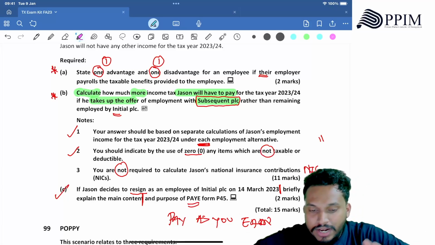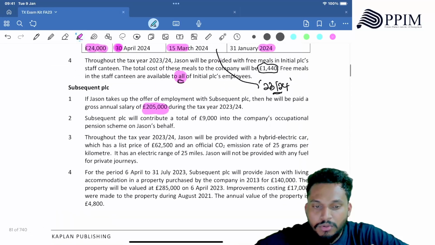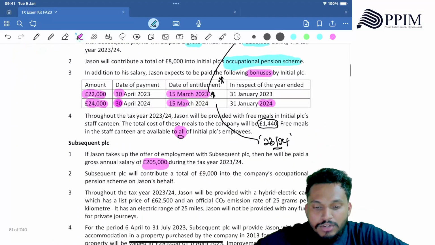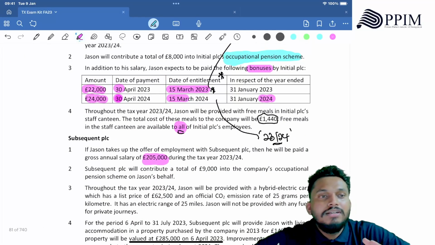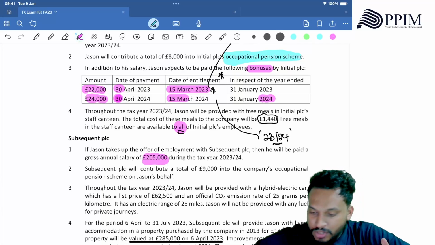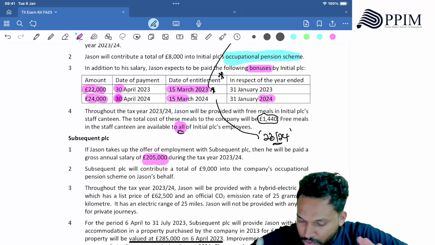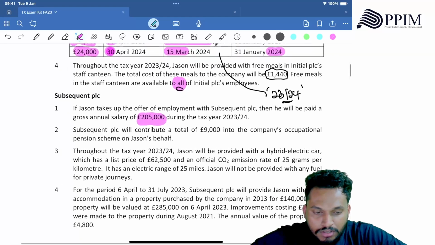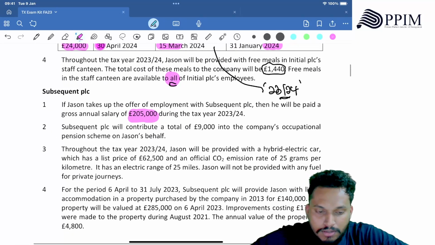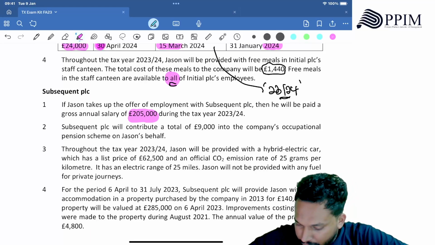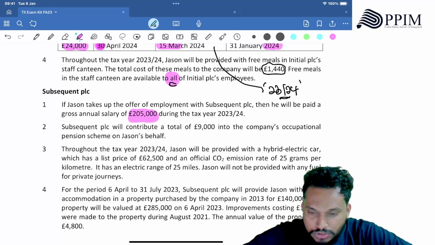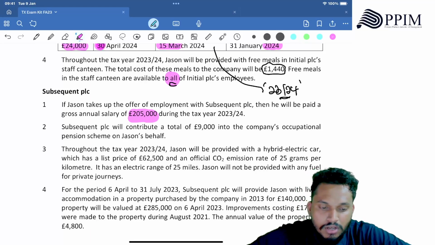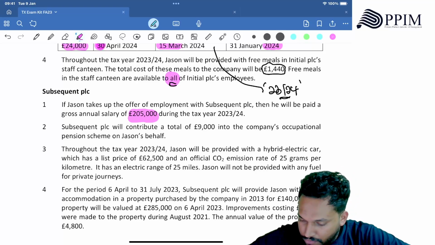Here you don't want to prorate anything, but you need to prorate your incomes. Specific incomes you need to prorate now. So this is throughout the year. He is going to get 205,000. No issues. Fine. So subsequent PLC will contribute 9,000 pounds into the company's occupational pension scheme on behalf of Jason.